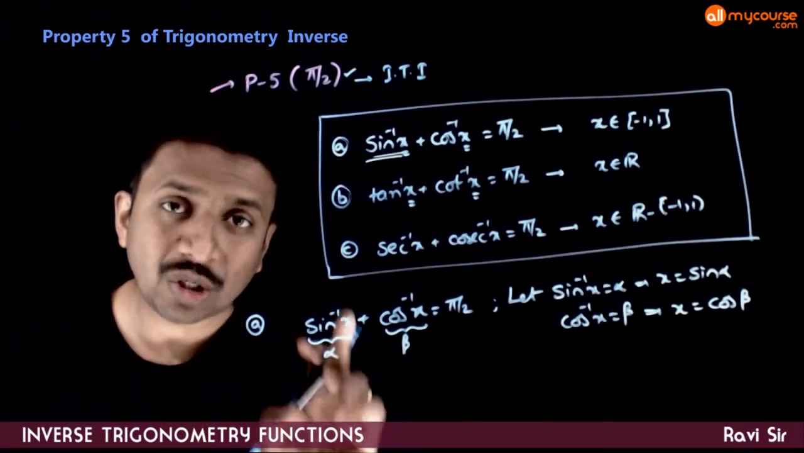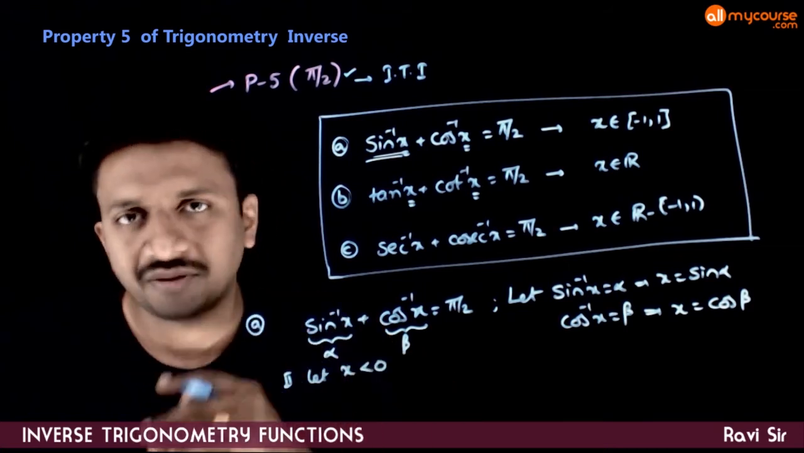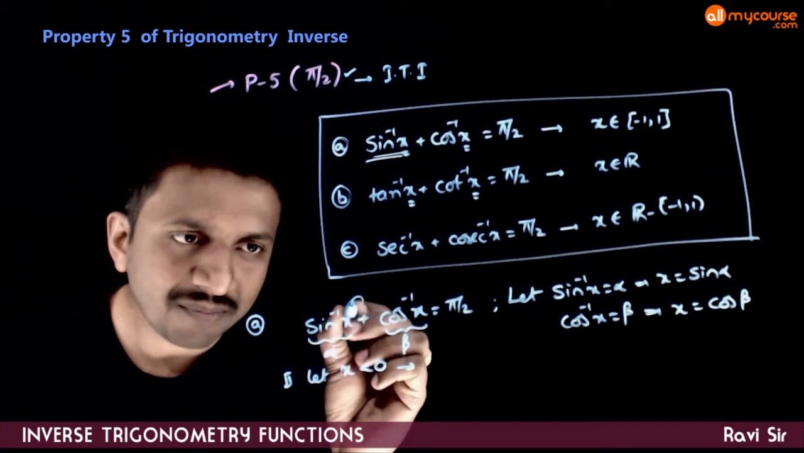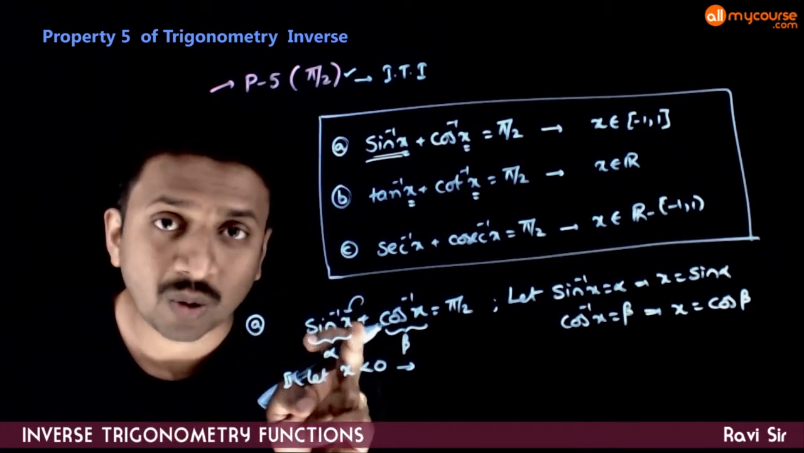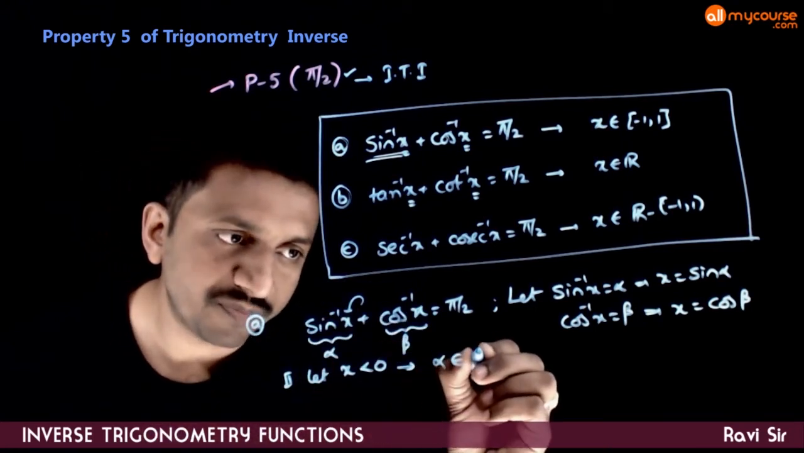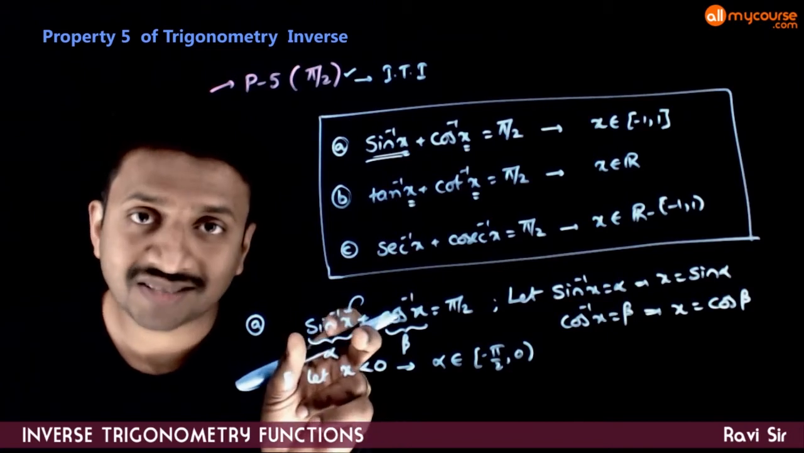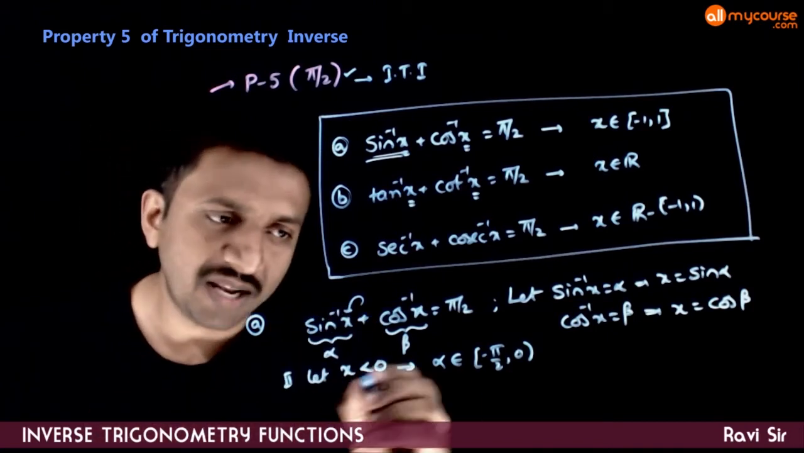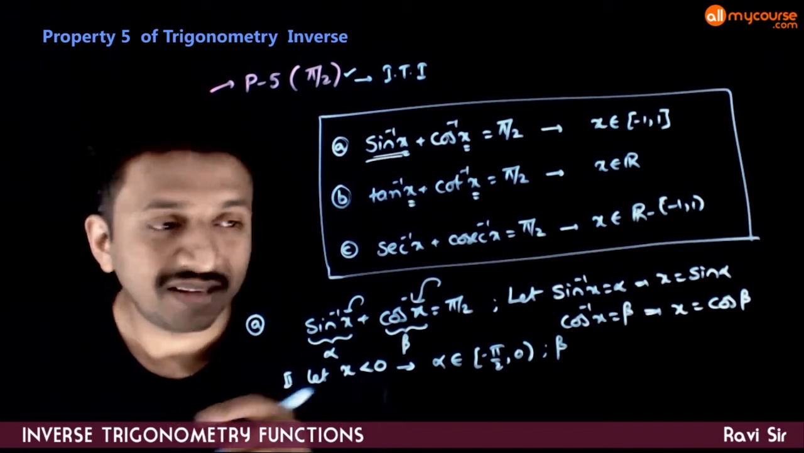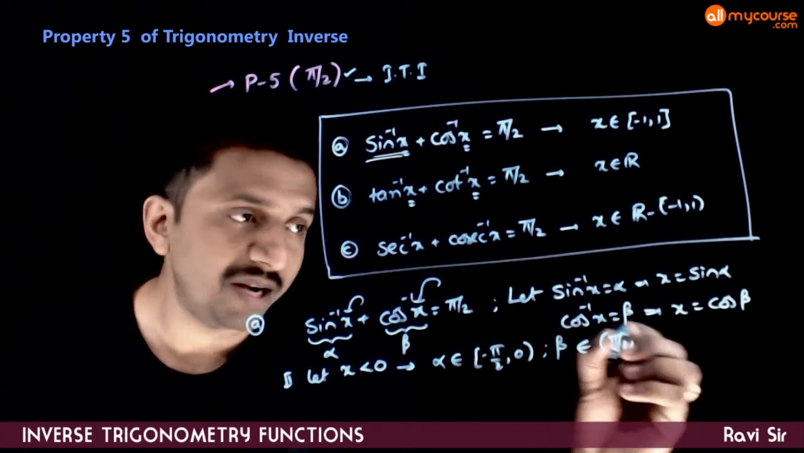Next, let us assume that x is negative. So the second case is let x be less than 0. That is, x is in between minus 1 and 0. So a negative number goes inside sine inverse. Where does alpha lie? Alpha belongs to minus pi by 2 comma 0. The answers for sine inverse x is from minus 90 to 0. Similarly, where does beta lie? If a negative number goes inside cos inverse, the answer goes to the second quadrant. That is, beta belongs to pi by 2 comma pi.